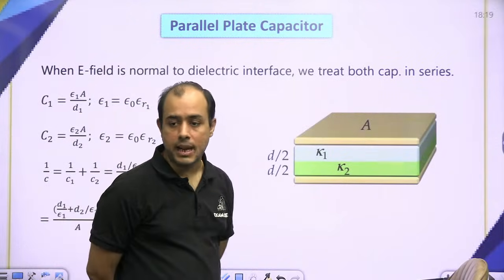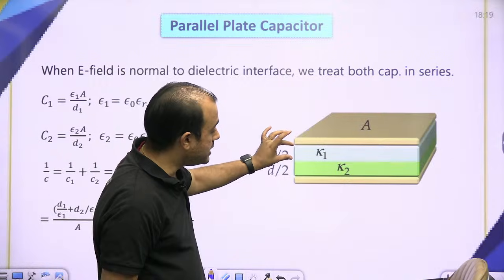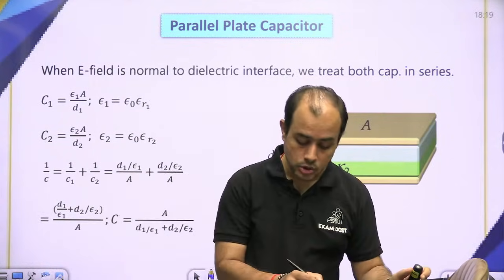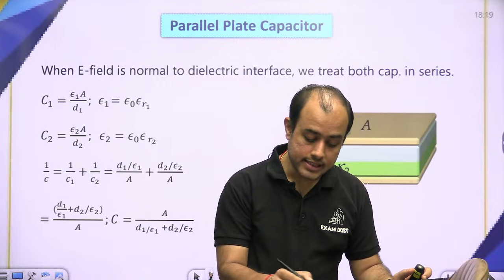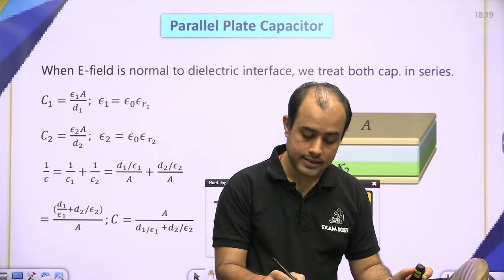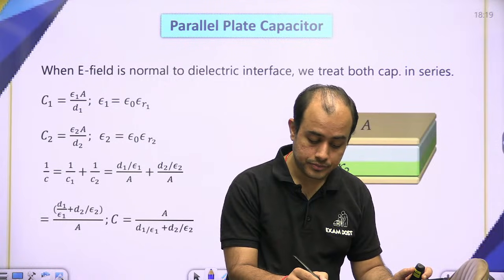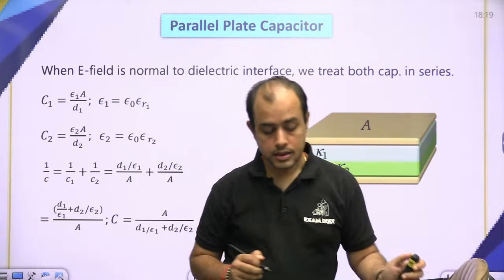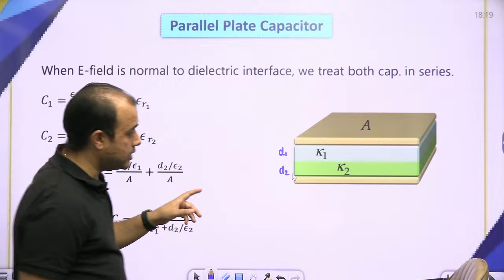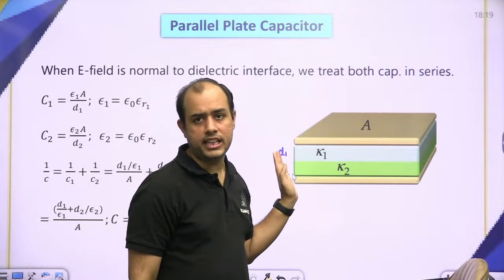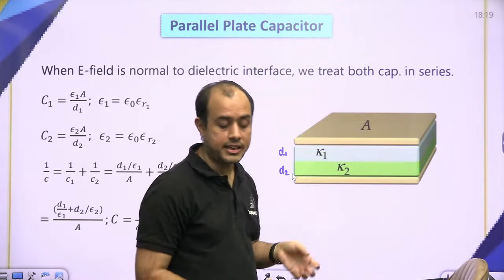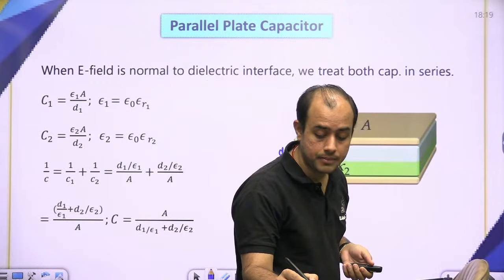In parallel plate capacitor beta, I am dividing the thickness into two parts. मैं thickness को दो हिस्सों में बांट रहा हूं. That is, I am placing multiple dielectrics along the thickness of a capacitor. So the first capacitance will become epsilon naught K1. K1 is relative permittivity or dielectric constant. So epsilon naught epsilon R1 by D1.